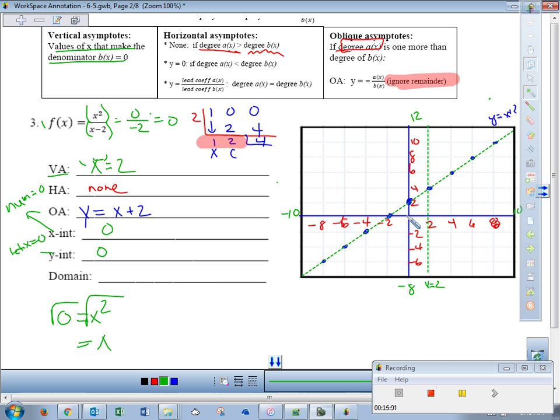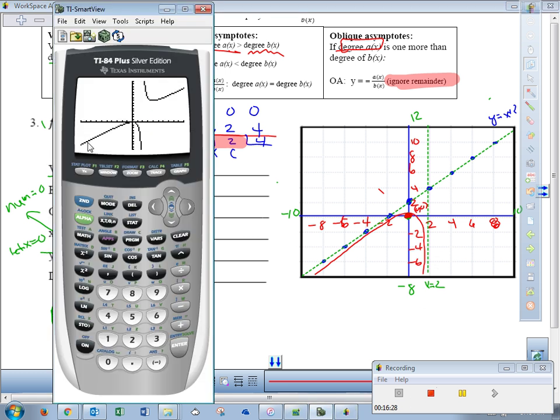X-intercept is 0, so right there. And the y-intercept is 0. So isn't that really the point of 0, 0? That's 0, 0. Cool. And then that gives me a point in this branch. It's going to follow this asymptote and then curve around. And how did I know that? I looked at my graphing calculator and saw it follow that asymptote and then curve around a little bit.